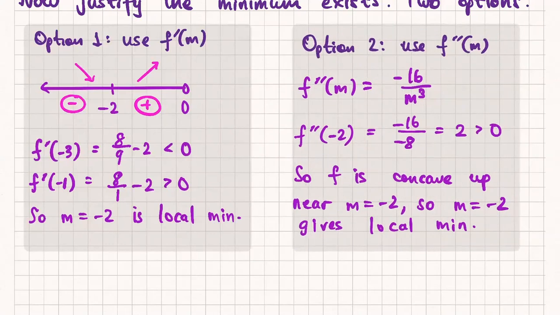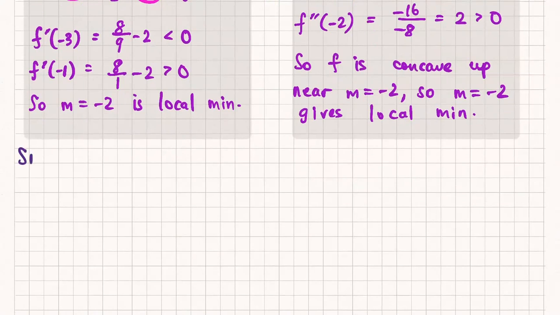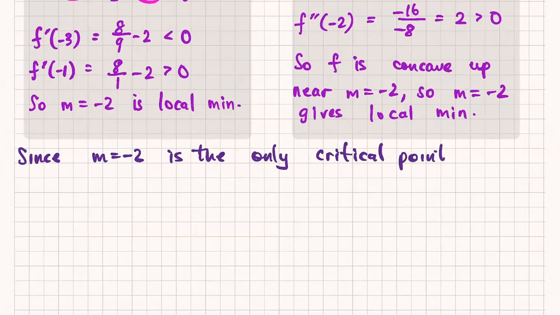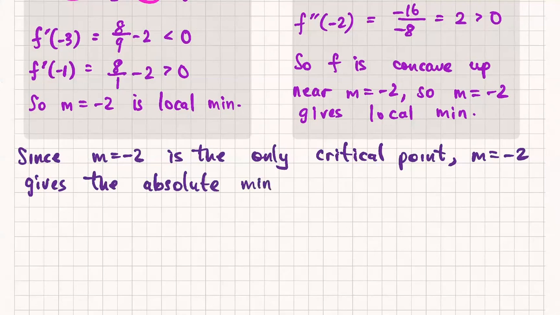Okay, so now that we know that the minimum exists, we're all good. Since m equals -2 is the only critical point, m equals -2 gives the absolute min. Okay. And then just make sure you actually answer the question. Please don't come all this way and then stumble the last like 2 feet of the race. The question actually has to find the equation of the line that gives you the least area. So make sure you report the equation of the line.